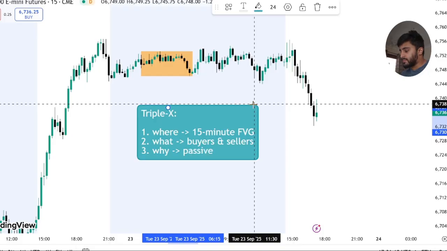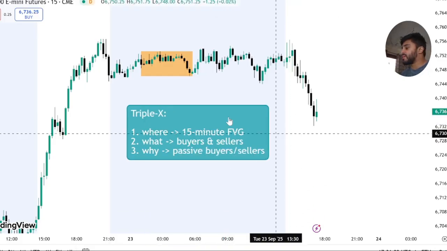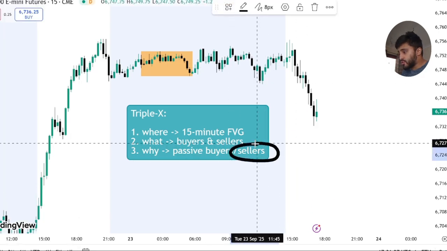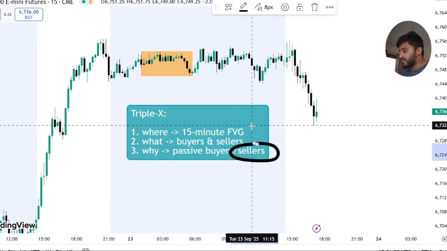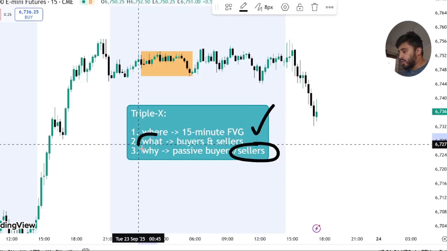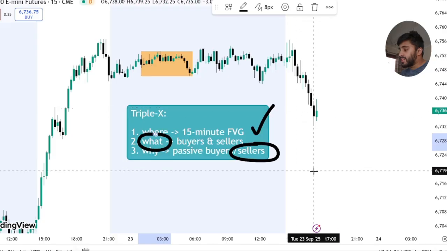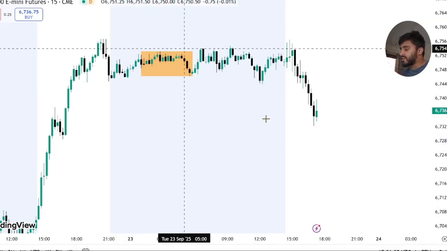This comes down to passive buyers and sellers. In this case, we're going to be going over passive sellers. This is the whole point of the trade, or any trade you take. You need to know where to trade from: a 15-minute fair value gap. What to look for: buyers and sellers. And the last thing is why. Keep in mind, passive sellers are the point of today.